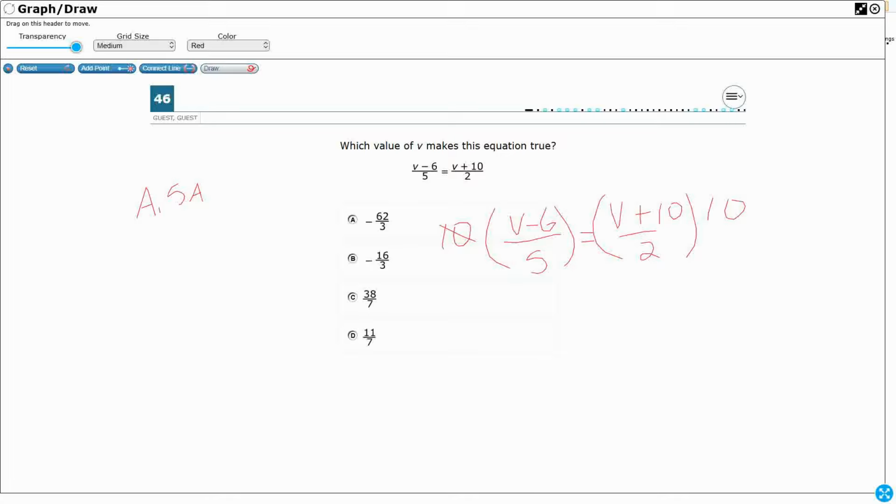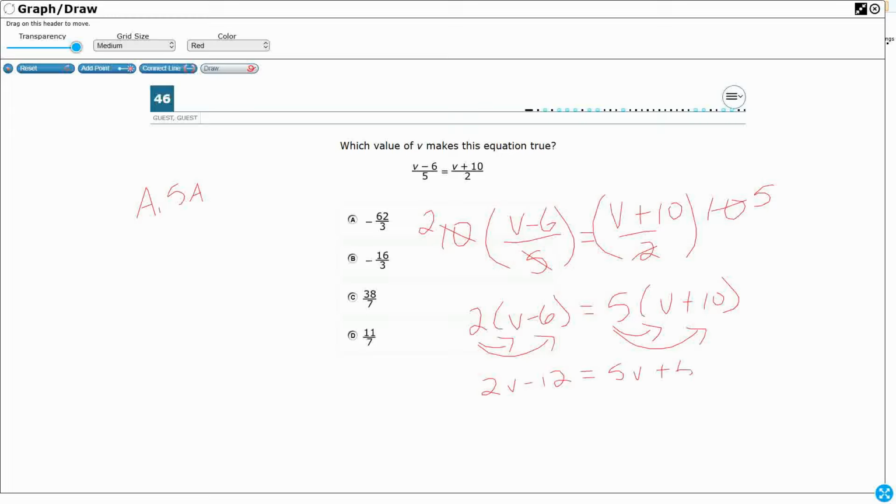So I can simplify here. 10 over 5 makes 2, so that's just going to leave me a 2 up there. 10 over 2 makes 5, so that's just going to leave me a 5. So it's going to end up being 2 times the quantity v minus 6 equals 5 times the quantity v plus 10. Now let's distribute on both sides. We've got to make sure we do the right thing with the 2 and the 5. So that's going to be 2v minus 12 equals 5v plus 50.